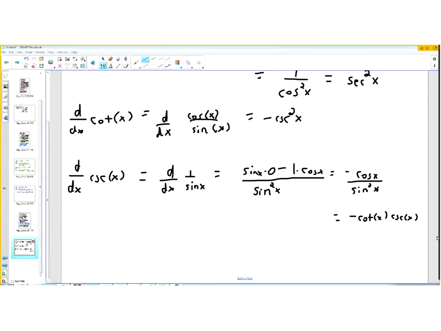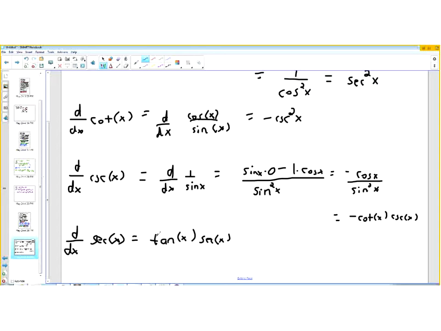And I'll expect you to validate that the derivative with respect to x of the secant function is equal to tangent x times secant x. I have an expectation that you can prove that.